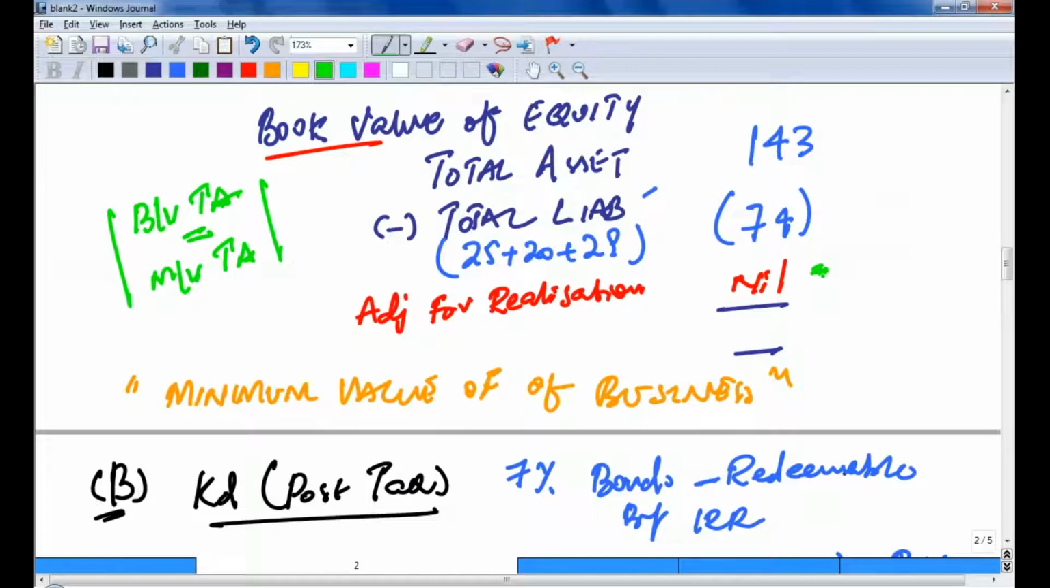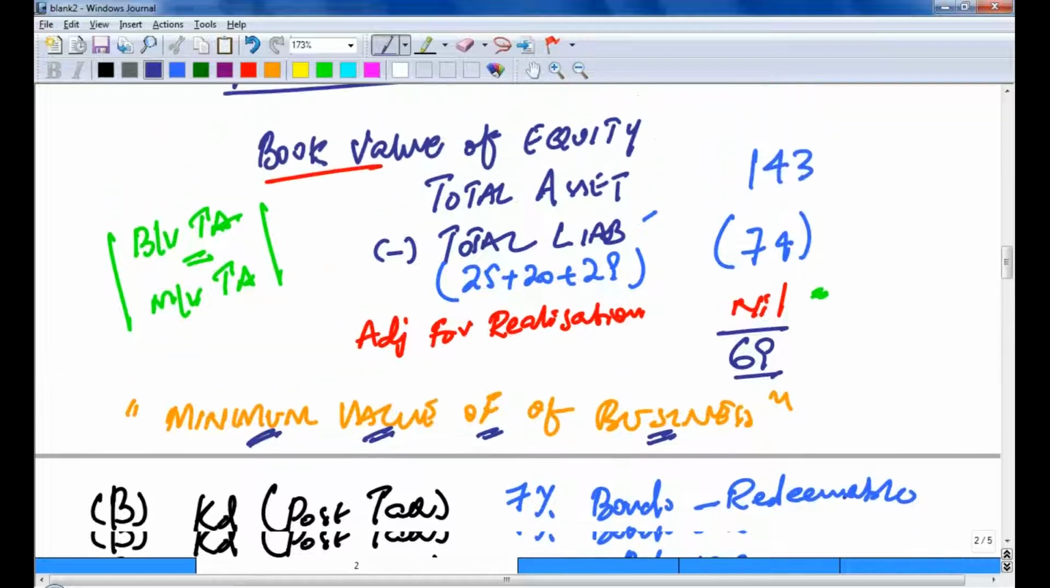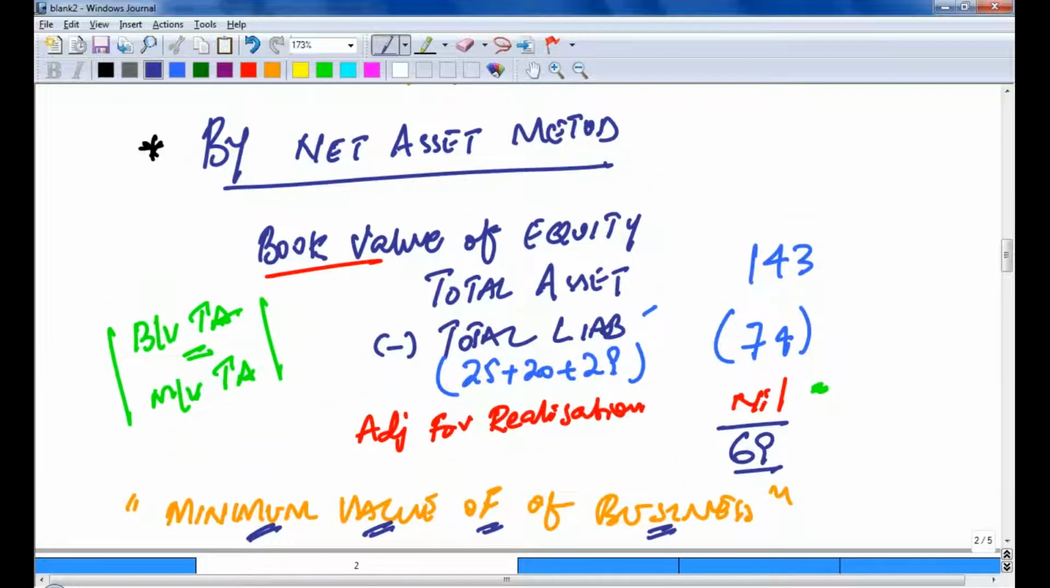Maybe the less one, it depends, but this is not the case. So 143 minus 74 is equal to 69. And this shows the minimum. Do remember, the net asset method shows the minimum value of any business. Minimum. And it's important for both acquirer and acquiree.